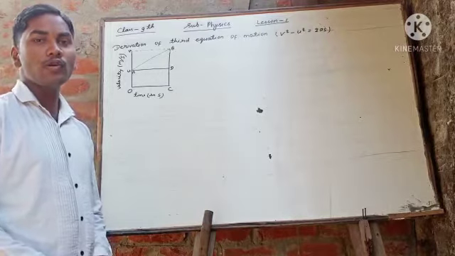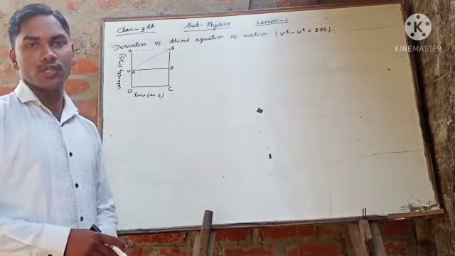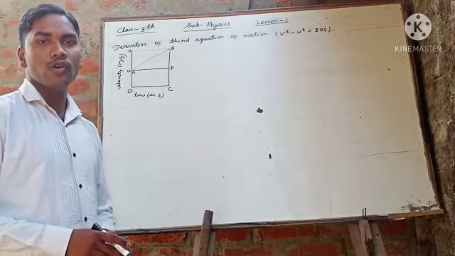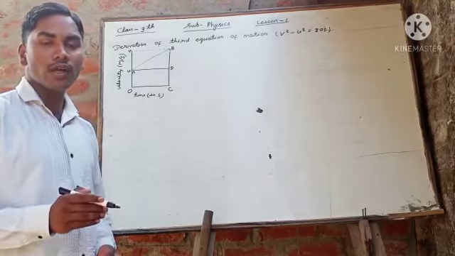In the previous video, we discussed the derivation of the second equation of motion. In this video, we are going to discuss the derivation of the third equation of motion, v square minus u square is equal to 2as, where v is the final velocity, u is the initial velocity, a is the acceleration and s is the total distance covered.